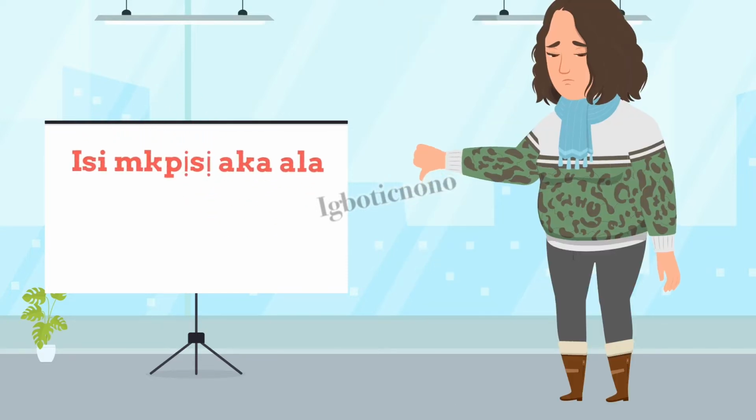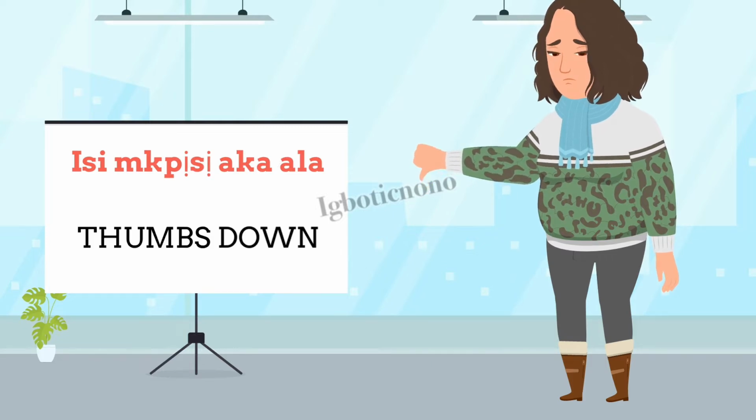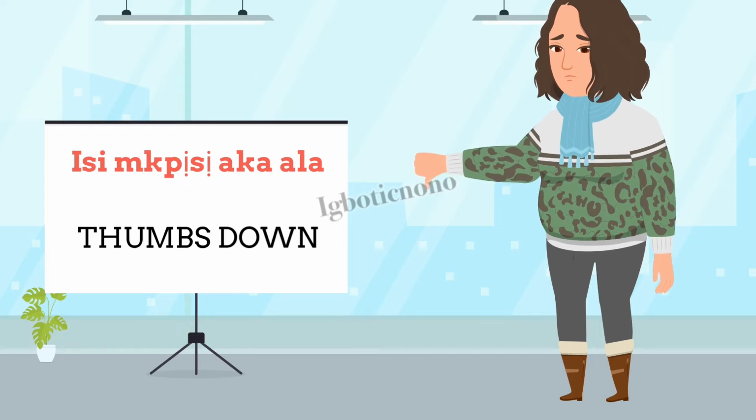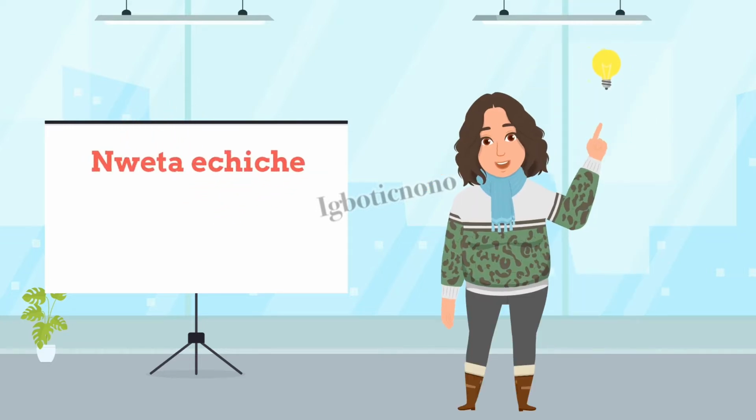As we go further, isi aka ala. The regular thumbs down that we give on social media, on Instagram or Facebook, anything you can think about, you are doing what? Isi aka ala. The thumb is isi aka in Igbo, so when you're putting it down, it's isi aka ala.